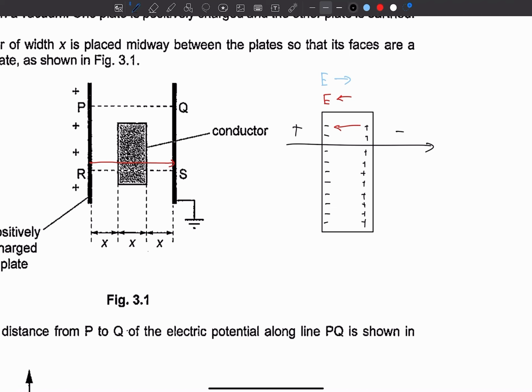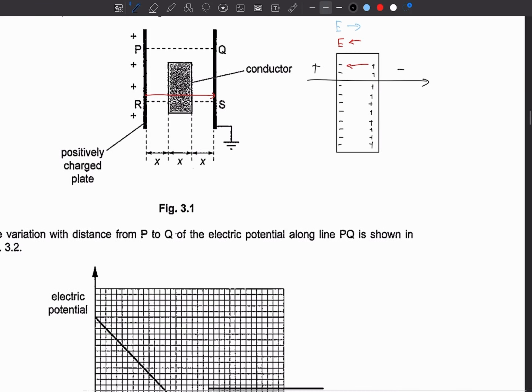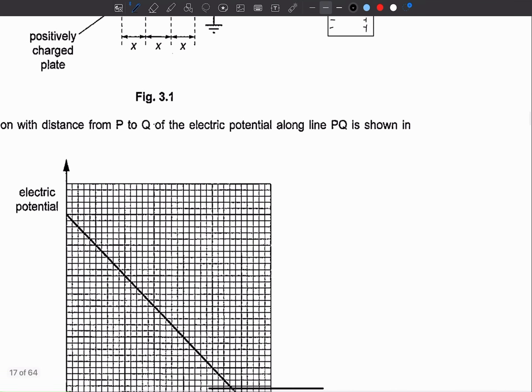Since electrical fields are a vector, they essentially cancel out. So the E field strength inside the conductor is 0. And as we know, E field strength is directly proportional to the negative potential gradient. So if E is 0, it will imply that the electrical potential is constant.